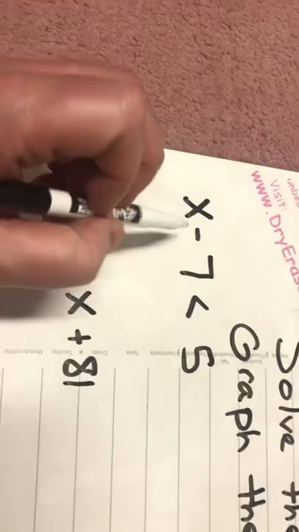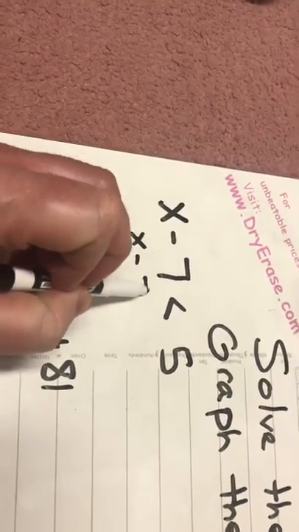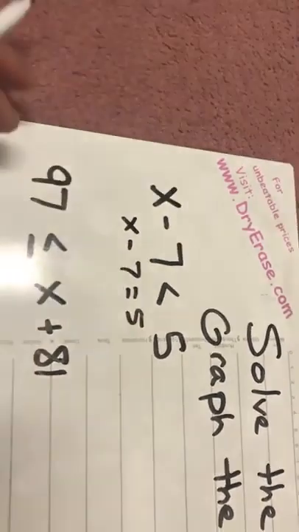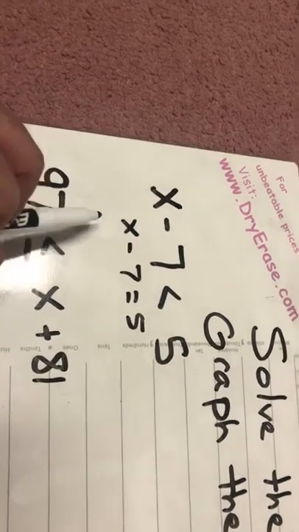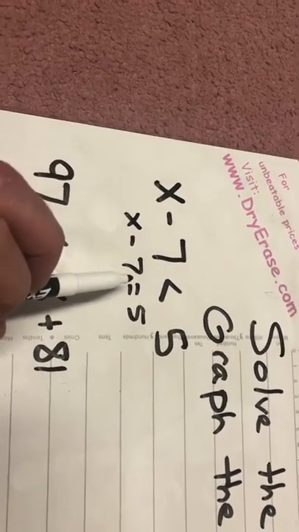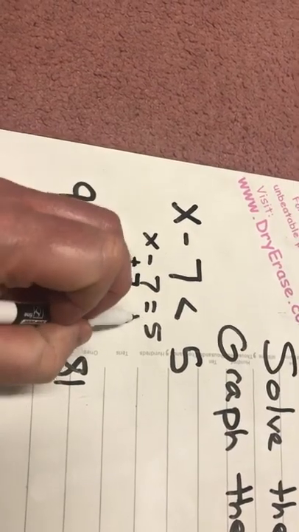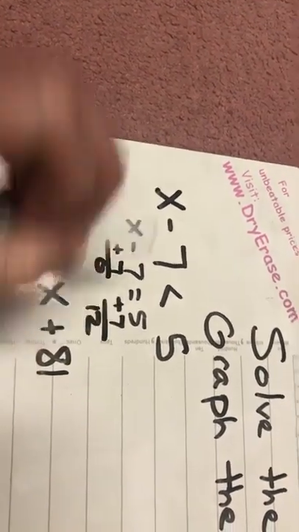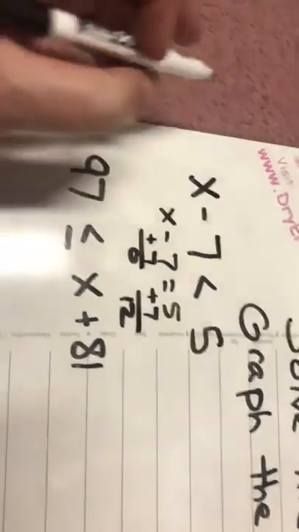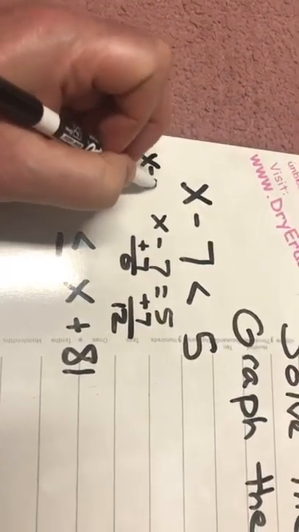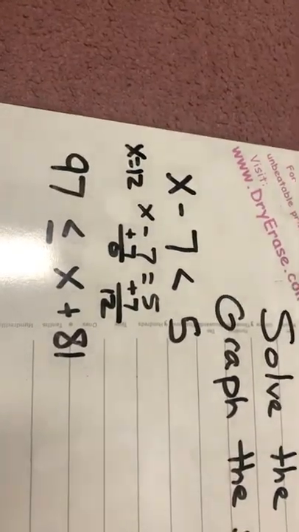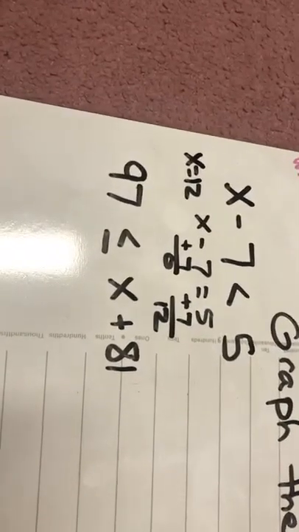x minus 7 is less than 5. We envision this as x minus 7 equaling 5. And if x minus 7 equals 5, what I'm going to do is add 7 to both sides. 5 plus 7 is 12, and I find out that x equals 12. Well, if x equals 12, now I have to graph it.